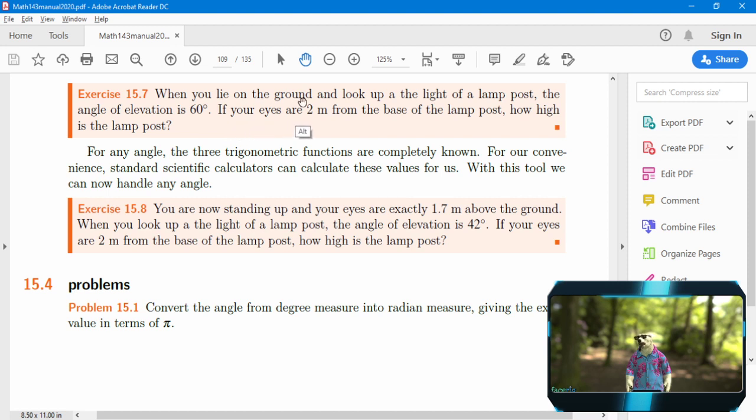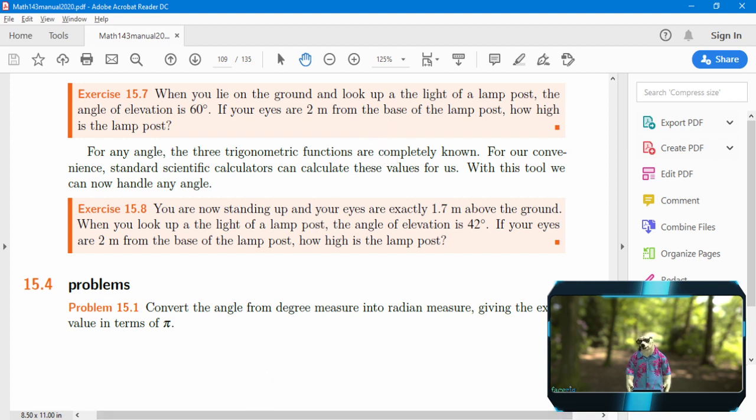When you lie on the ground and look up at the light of a lamppost, the angle of elevation is 60 degrees. If your eyes are 2 meters from the base of the lamppost, how high is the lamppost? A very practical question. I mean, who hasn't laid on the ground and looked up at a lamppost? And you want to know, how high is that lamppost?